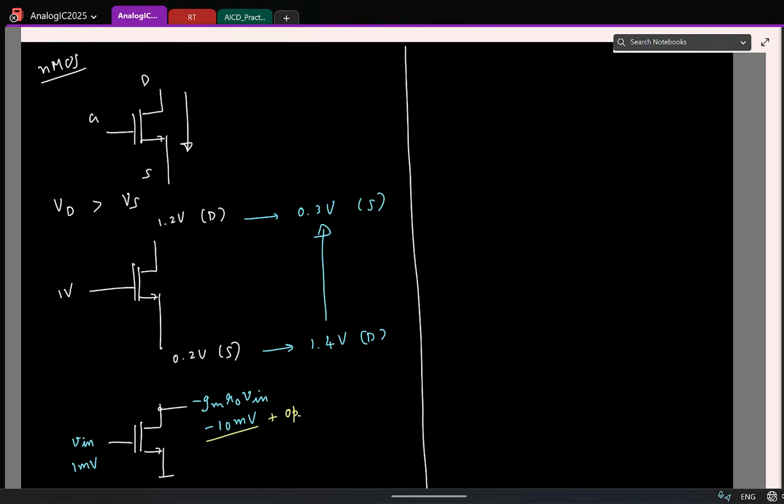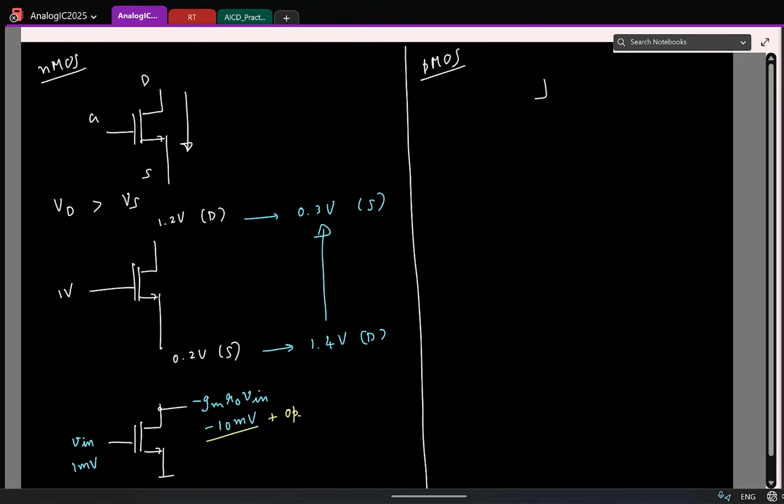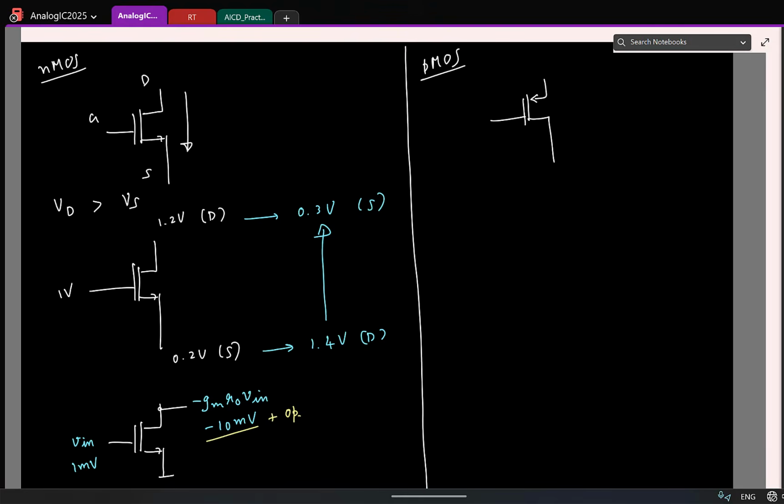Great. So this is NMOS. Similarly, you have a counterpart, PMOS. Again, this is the symbol: gate, source and drain. In a PMOS, current flows from which terminal to which terminal? Source to drain. Which means the terminal with a higher potential will act like source or drain? Source. Because current flows from source to drain, the source will be at a high potential.